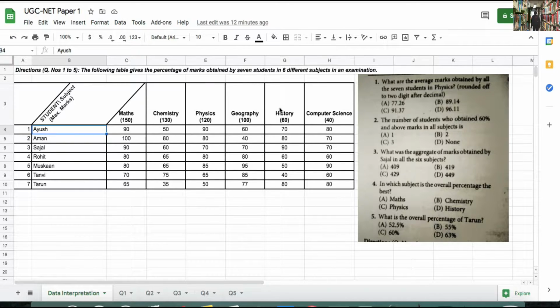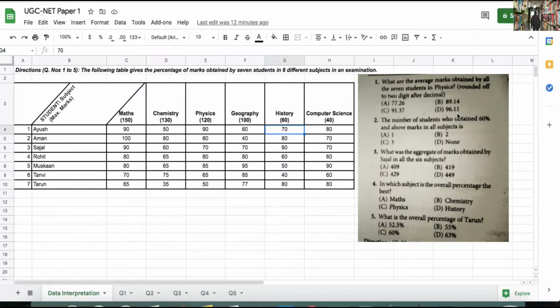In this table you see that the percentage of marks obtained by 7 students in 6 different subjects in an examination is given here. So basically 90, 100, ये जो आपको marks दिख रहा है यहाँ पे, ये सारे percentages हैं. ठीक है, और ये maximum marks है. So this has to be very clear. This is not 90 out of 150. This is 90%, 100%. That's how it is.